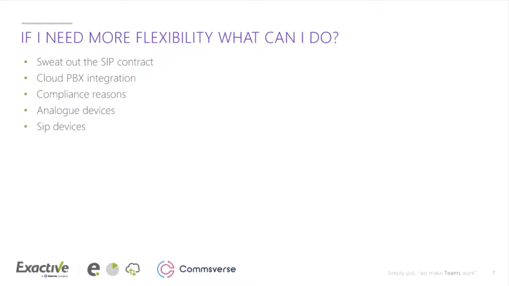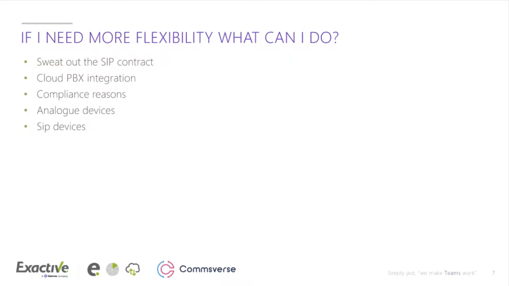Compliance reasons. For example, you may not be allowed to consume a centralized service. You may have to have a specific piece of kit within your specific cloud data centers. How would that work in your environment if this was a need? You may have older analog devices within your environment. You may have older pieces of kit and you may still want to use them as handsets. How would that look? And again, the same with SIP devices. You may be using universal SIP devices just now and you want to register them somewhere. How would you be able to do that?